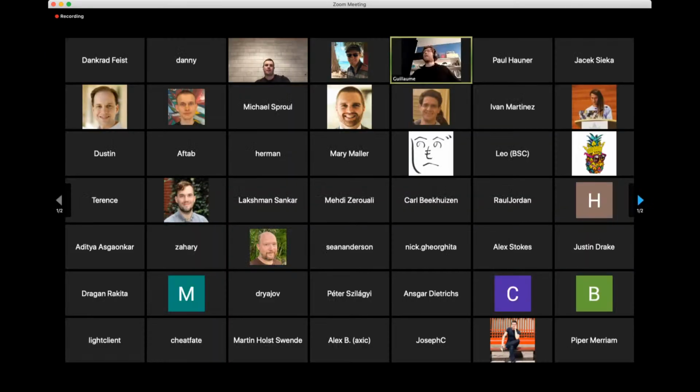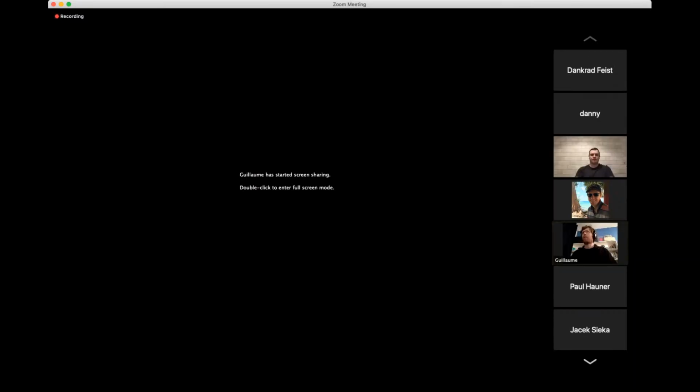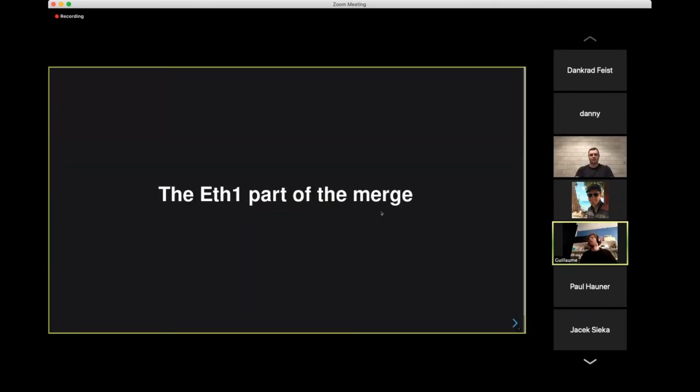Let me just share my screen. So I'm split between two computers. Can you see the screen? Yeah. Okay. Yep. Cool.